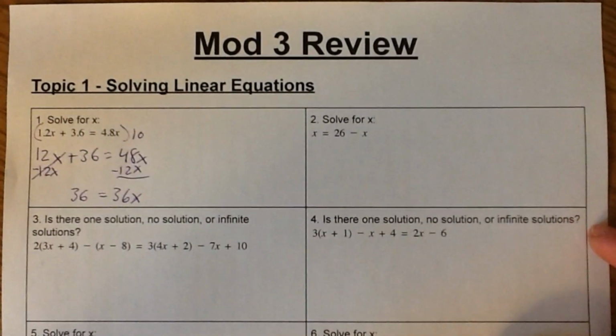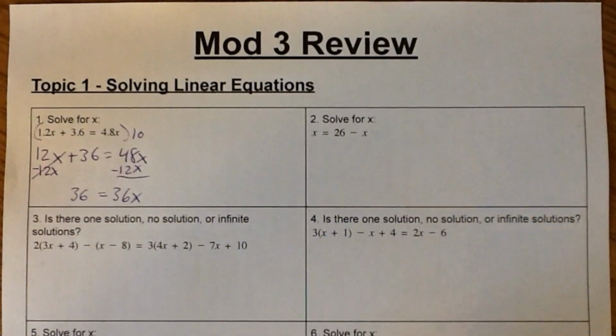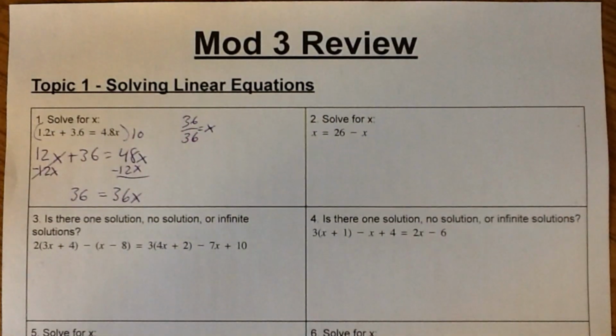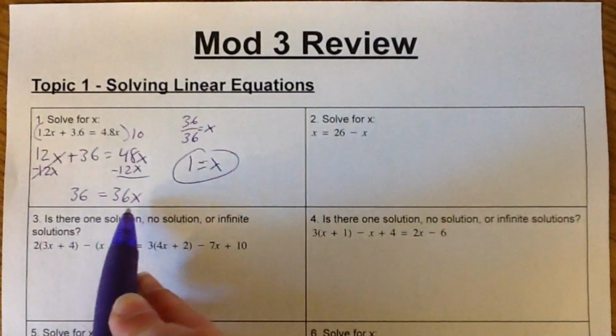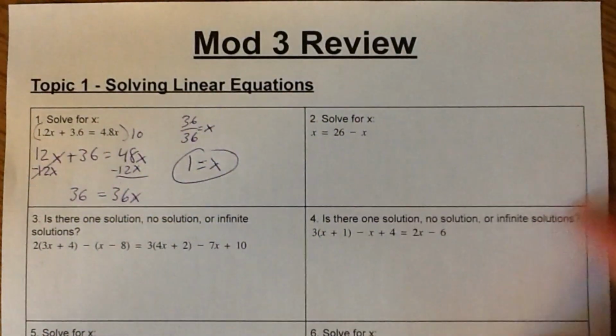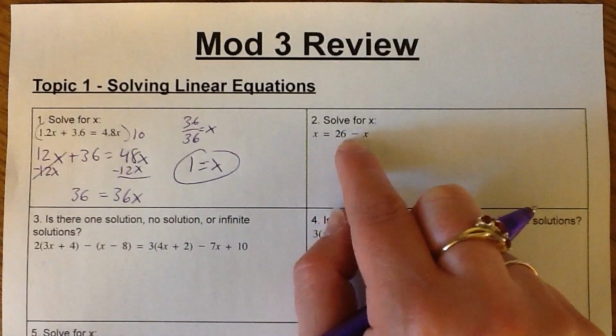Now some of you can see instantly what it is, but if I want to follow through, I would divide both sides by 36. So whatever 36 divided by 36 is x, and of course that's 1. And some of you saw that back here because 36 is what times 1 is to get to 36. Alright, number 2, very similar. X equals 26 minus x.